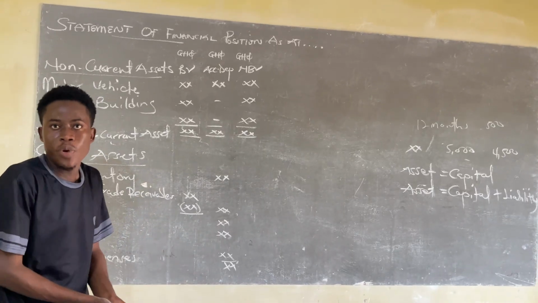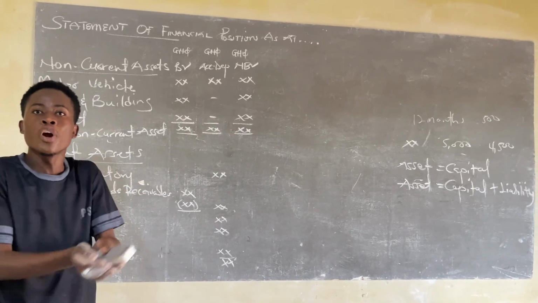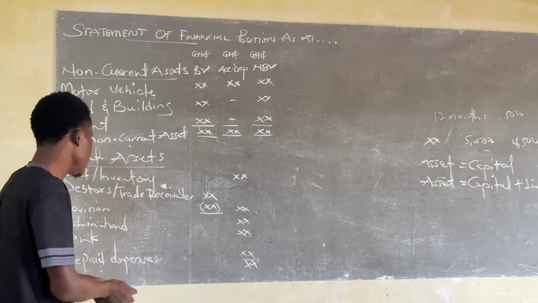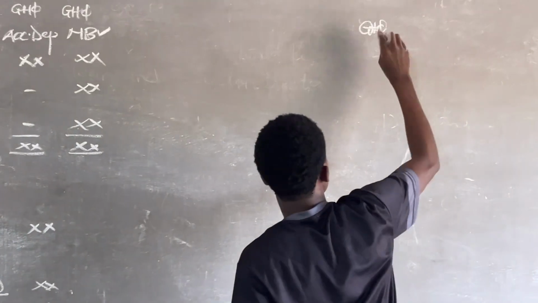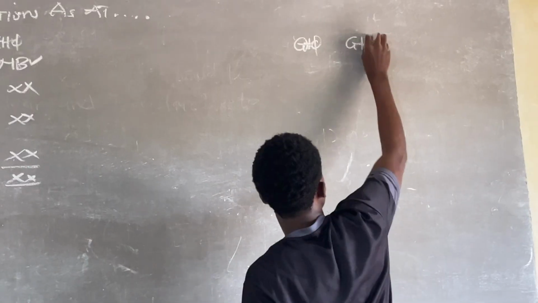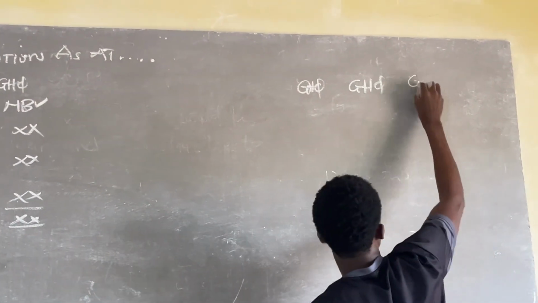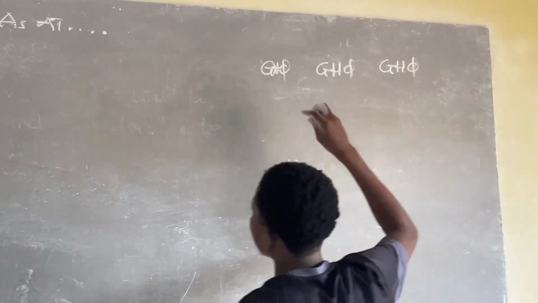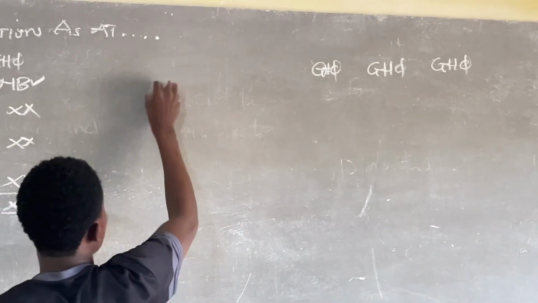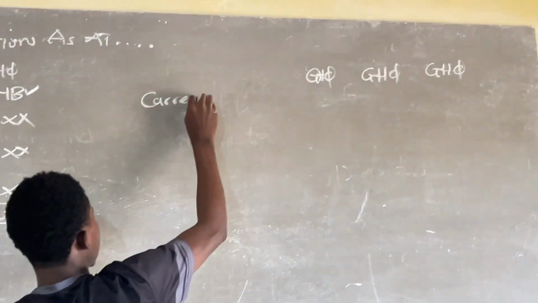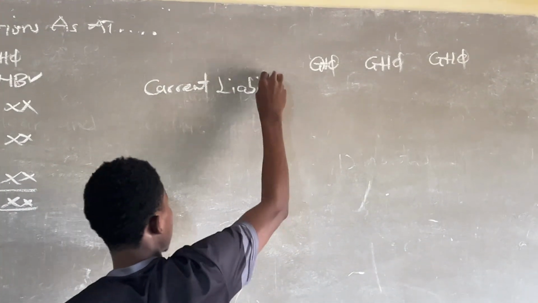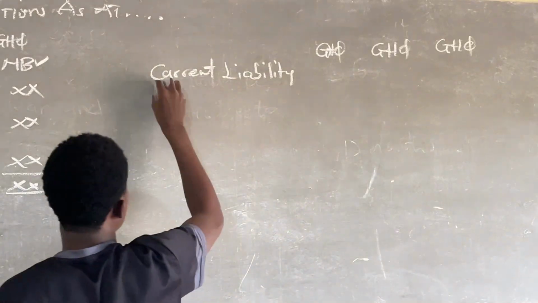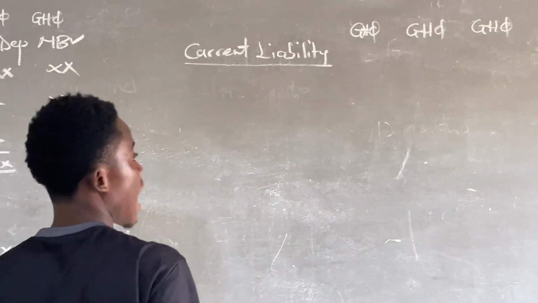But then as at now, we don't know our current liability. So we introduce our current liability. So viewers, let's continue. In that same order, we have our currency sign. So let's say we have our current liability.